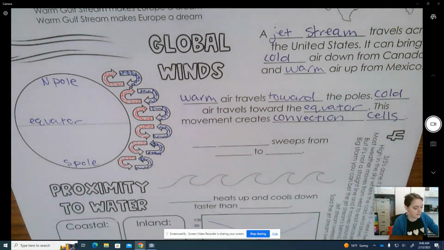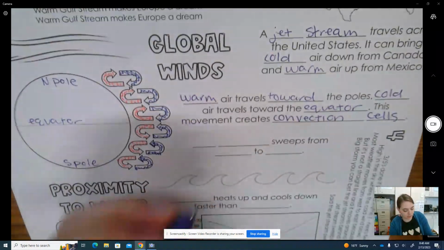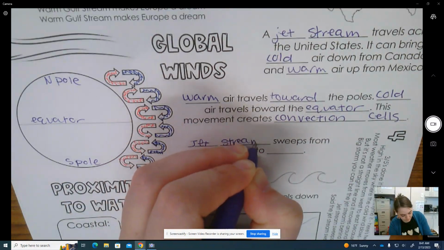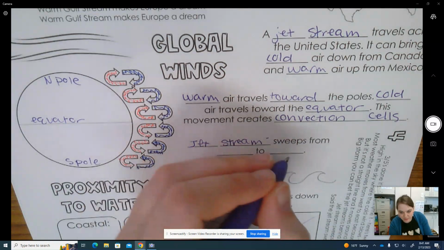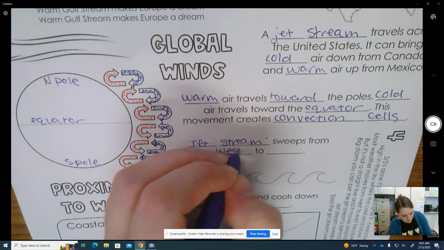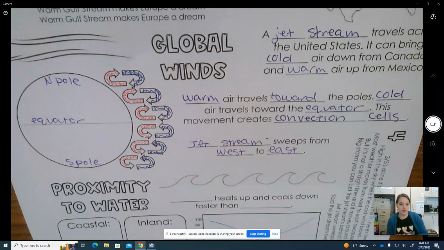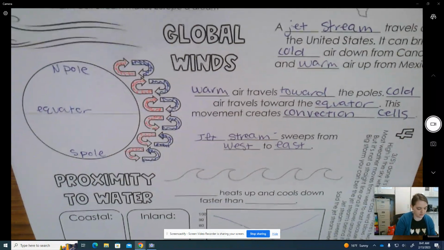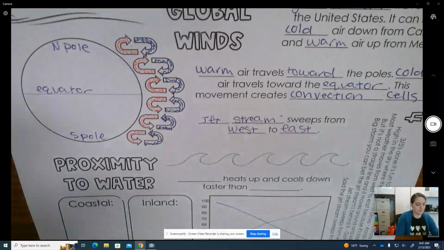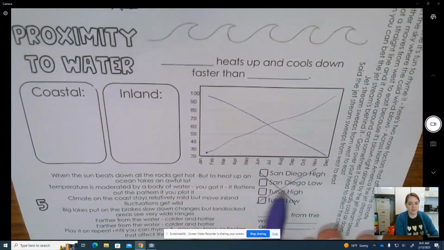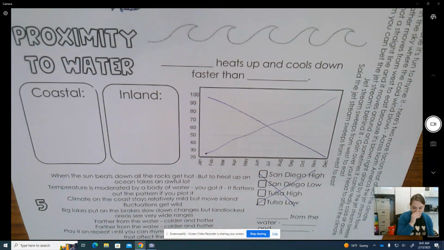And the last thing that I want you to remember about global winds is that the jet stream sweeps from west to east, so it goes from California all the way across the United States to the east coast. Okay. All right, so the last part of this is proximity to water. Just as a reminder, you do not have to do the graph, just cross those two things out.